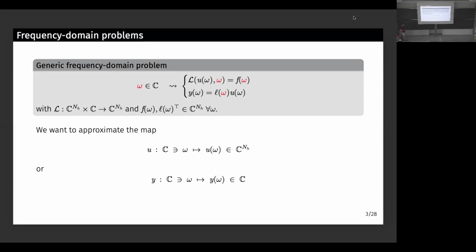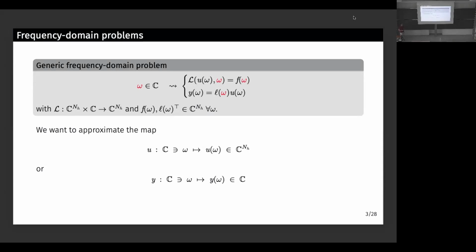In many applications, N_h has to be large because, as we've seen in Francesca's presentation, we need to be able to resolve the oscillations. The larger omega we take, the more refined the grid is going to have to be. In this presentation, just like in Francesca's, the overall purpose is going to be to approximate one of the two maps that you see here. Either the state map, so given a certain frequency, we look at the solution of the problem, or the quantity of interest, so given a frequency, we look at the functional of the solution.